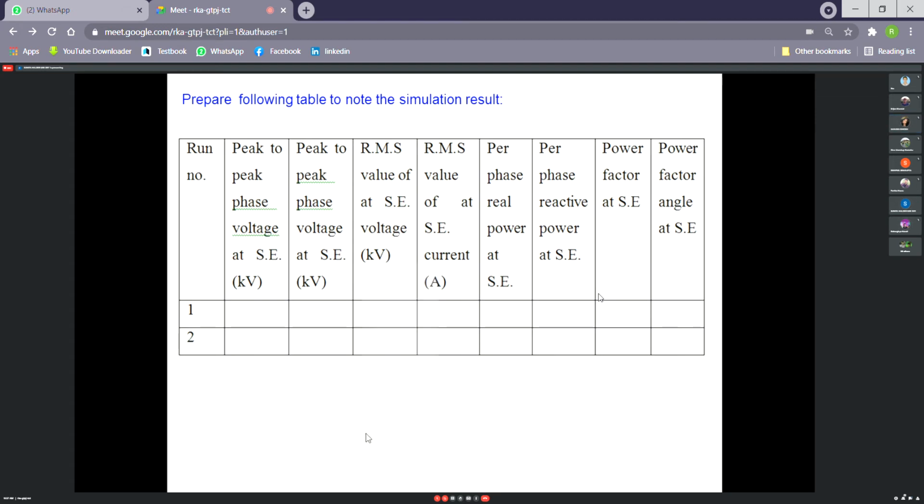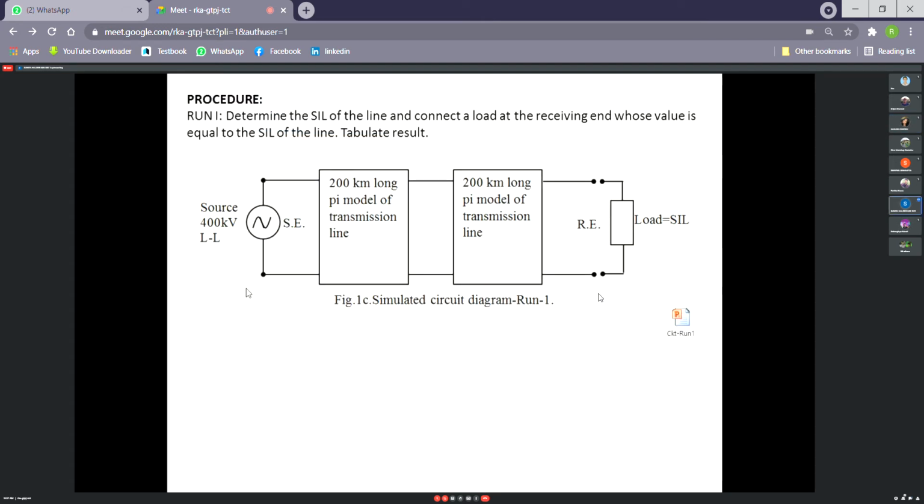So let us start. So the first one was to determine the SIL of the line. So I have given you the inductance and capacitance. In your report, you calculate it, and connect a load at the receiving end whose value equals the SIL of the line. Tabulate the results. Tabulation you have already done. I have shown you the table.